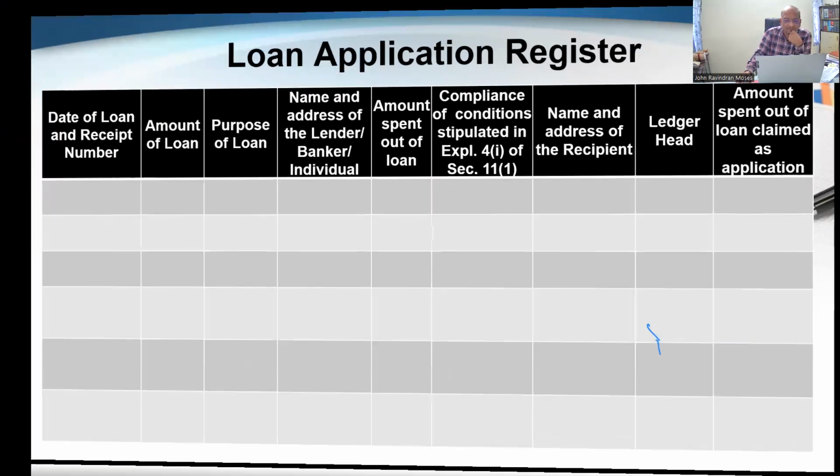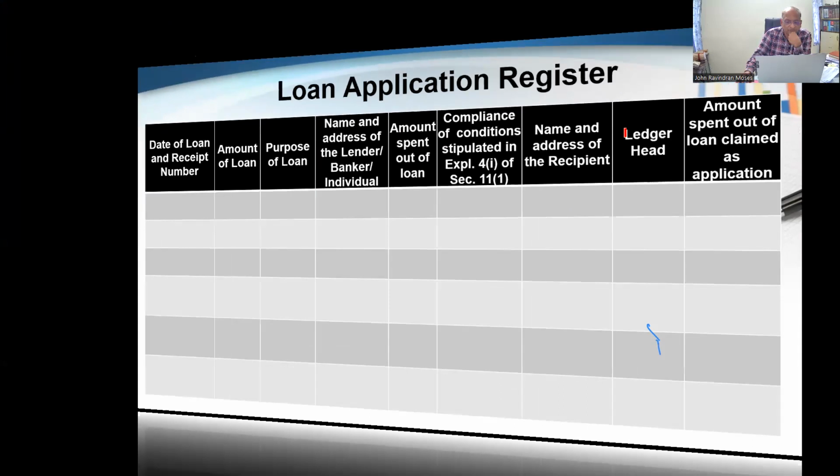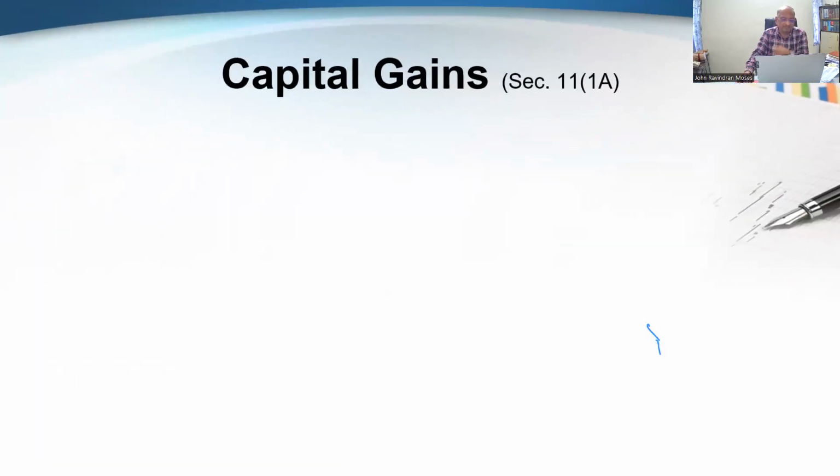And repayment application is also allowed to give loan, and what are the applications you are doing, whether the amount spent out of the loan complies with the various conditions, name and address of the recipient, ledger head, amount spent out of the loan calculated as application. Okay, right? And refund of loan. When you are refunding also, you have to maintain a register. Okay, we will have this.